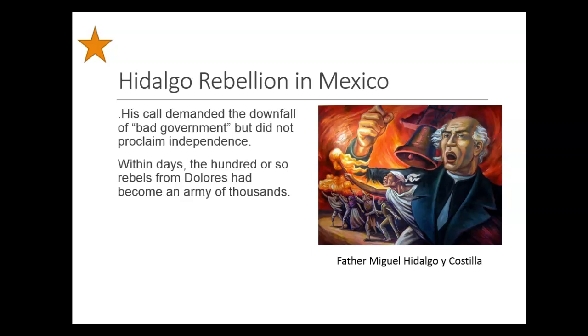His call demanded the downfall of the bad government, but did not proclaim independence. He tempered the challenge with the slogan "Long live Ferdinand VII," professing loyalty to the captured monarch, while advocating the overthrow of the Peninsulares in the Americas, whom many saw as puppets of the French king. In this, he represented a sentiment that was widespread among Mexican Creoles.